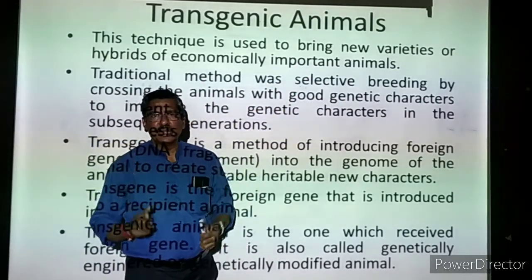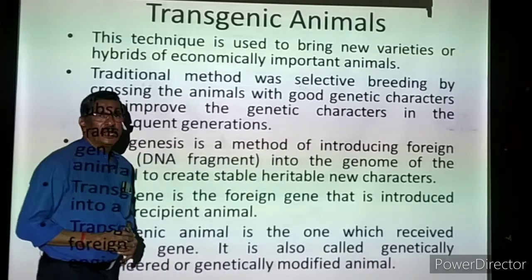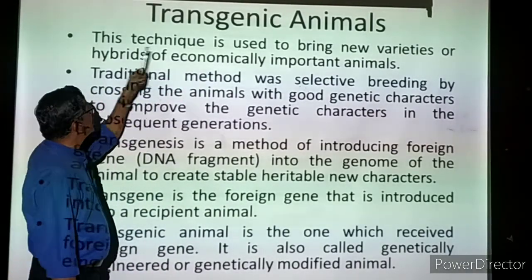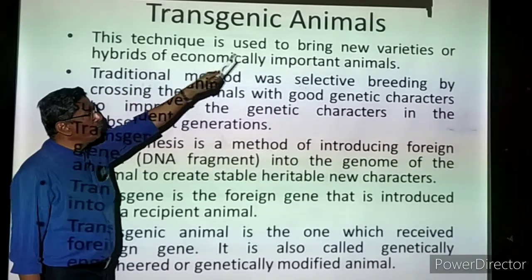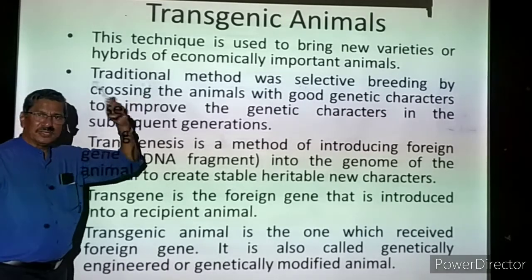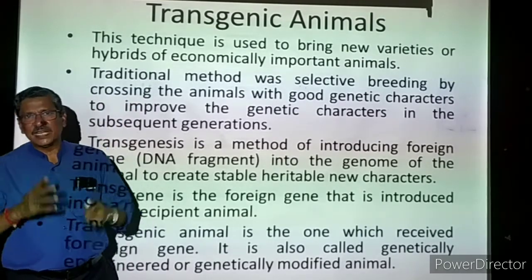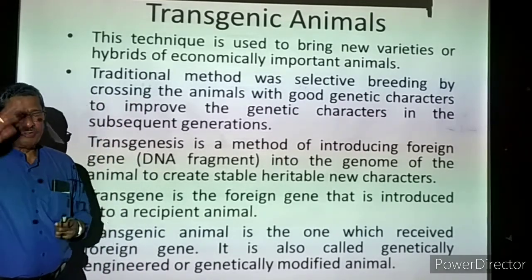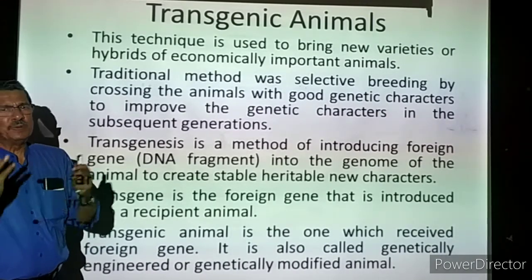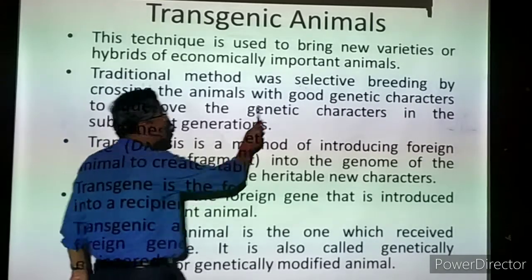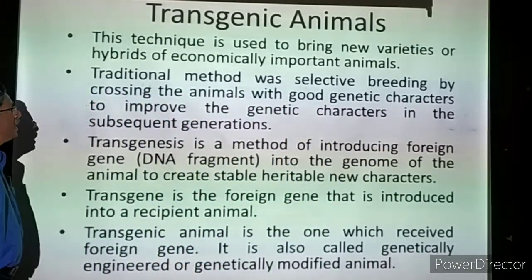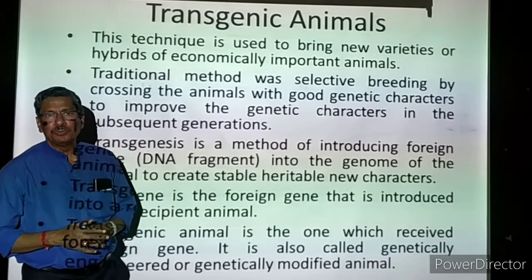The animals which are giving us some product are called economically important animals. So in the economically important animals, hybrids can be developed or new varieties can be developed. Then in the traditional method, long time before the development of science and technology, the farmers and the people used to bring the new varieties, but by a simple method. It is called the selective breeding method. I'll tell what the selective breeding method is.